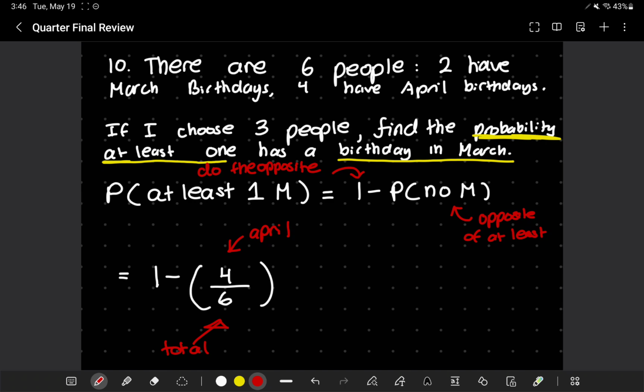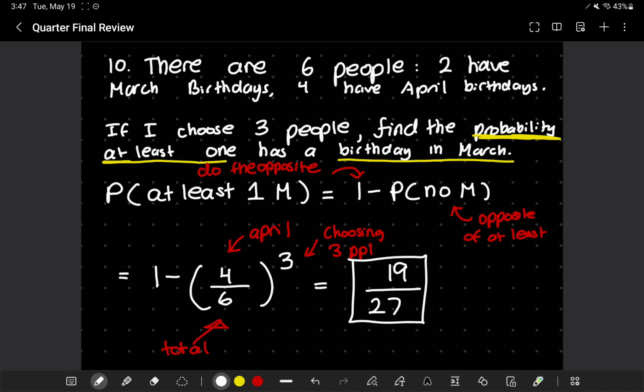And then lastly, I'm going to put to the power of 3. Why do I put it to the power of 3? It's because I choose 3 people. So this is me choosing 3 people. So when I put this into my equation, this gives me the following answer. I believe it should give you 19 over 27. And so that is the answer to number 10.